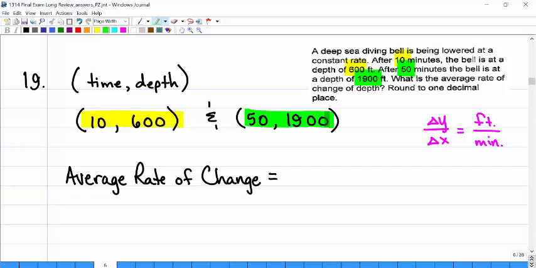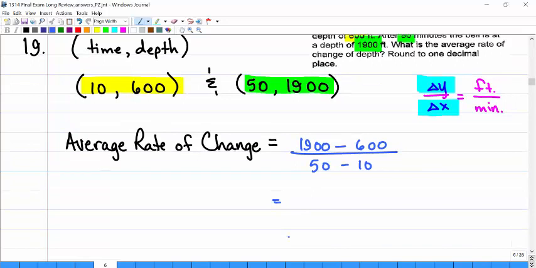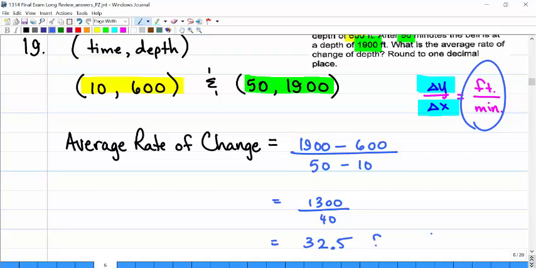So my average rate of change, remember, is the change in y's over the change in x's. So the change in y's, I have 1900 minus 600. My change in x's, I'm going to have 50 minus 10. So I come up with 1300 divided by 40, which is 32.5. Now what's my unit? Change in y over change in x measured feet per minute. So my average rate of change is 32.5 feet per minute.